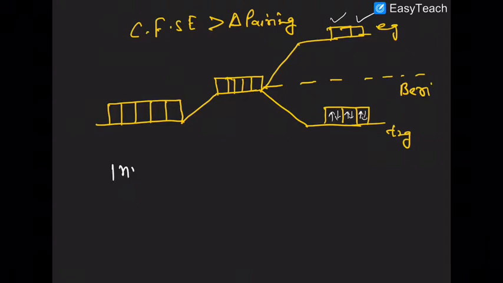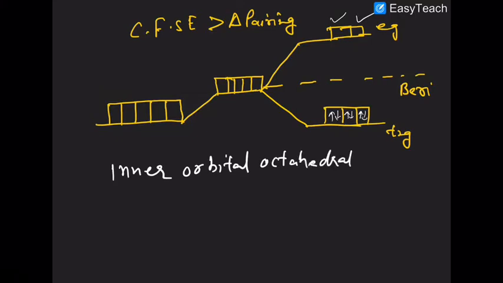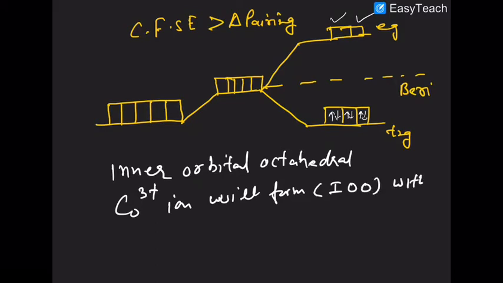So what is the case now? It is an inner orbital octahedral. So it means that cobalt 3 plus ion will form an inner orbital octahedral with a strong ligand.